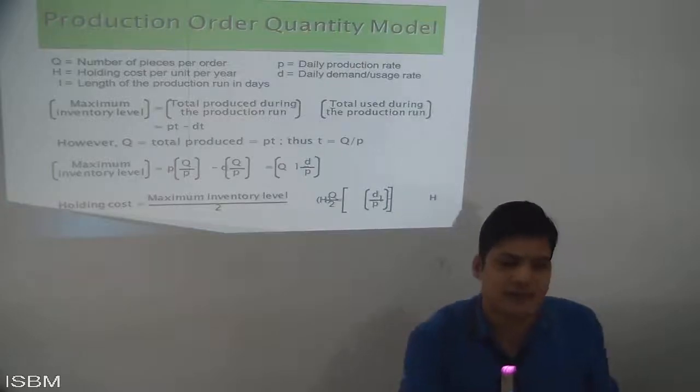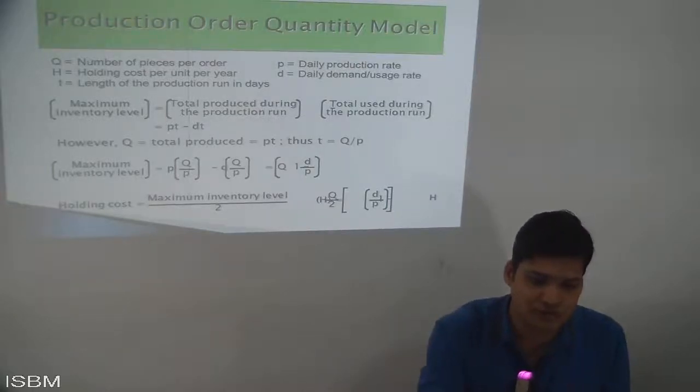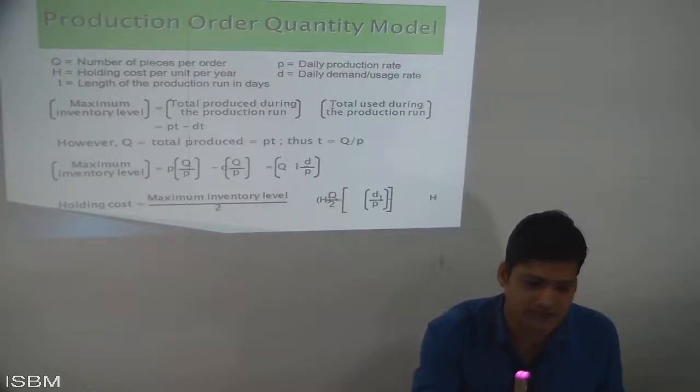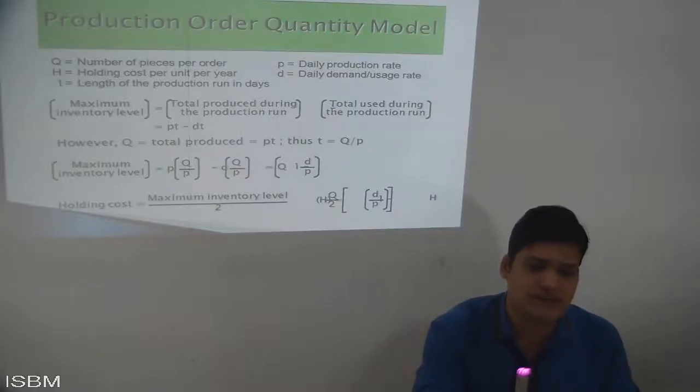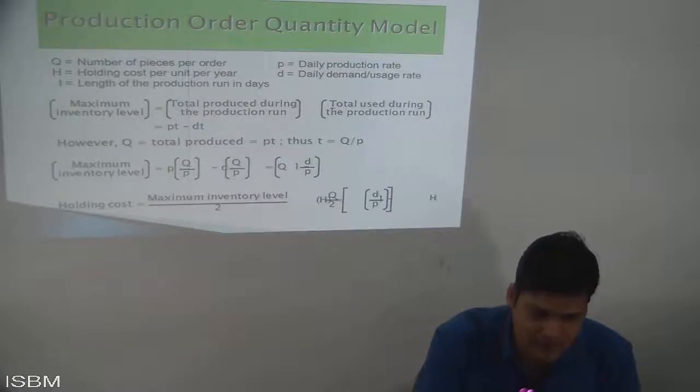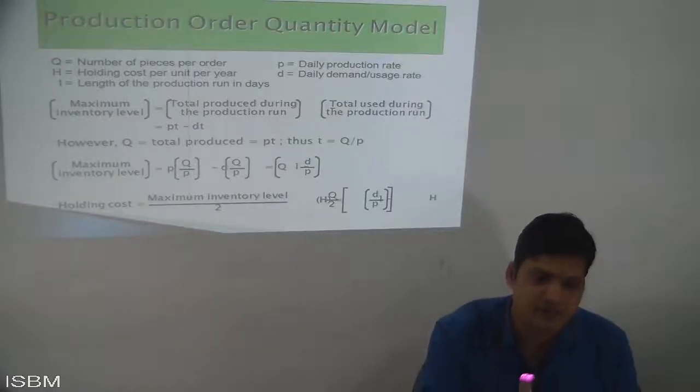Again, the maximum inventory level is equal to the total production during the production run minus the total used during the production run. So PT minus DT, where Q is the total produced, PT, and T is equal to Q by P. So the maximum inventory level is Q by P minus Q by P and Q into D by P. So the holding cost here is H into Q by 2 into (1 minus D by P) into H.